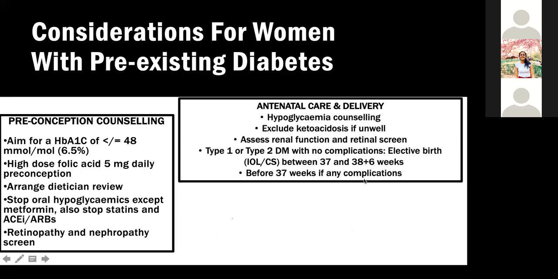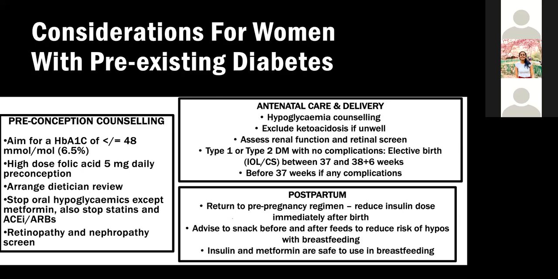For antenatal care, for type 1 and type 2 diabetes, the main thing that you want to remember from this slide is you'd ask them to deliver earlier. So elective birth between 37 and 38 plus 6 weeks. Before 37 weeks, if there's any complications. With GDM, you can wait for a bit longer. You deliver a bit later with GDM.